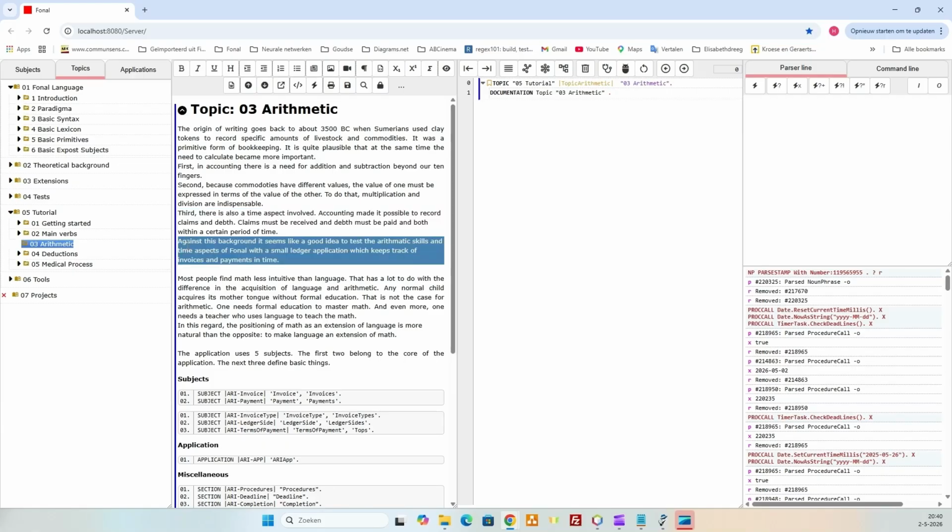Against this background, it seems like a good idea to test the arithmetic skills and time aspects of Phonal with a small ledger application which keeps track of invoices and payments in time.